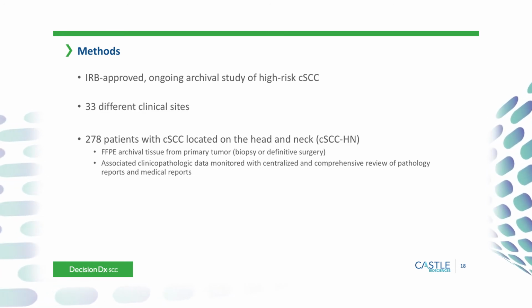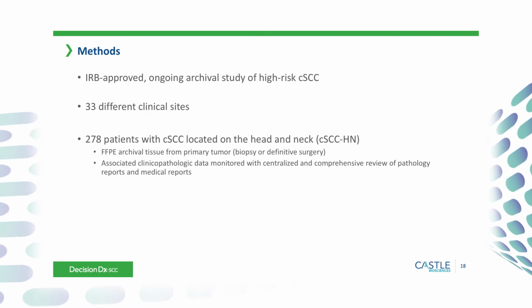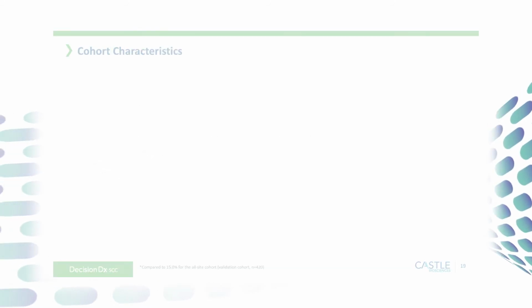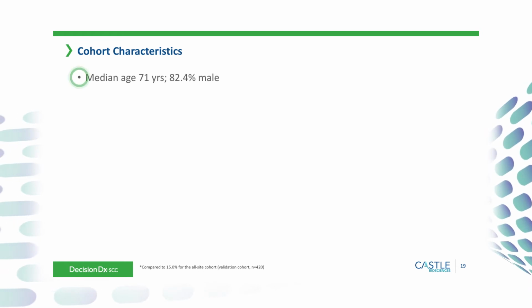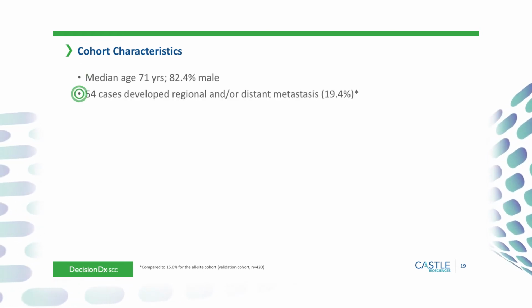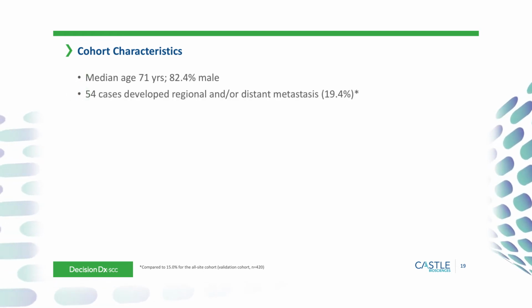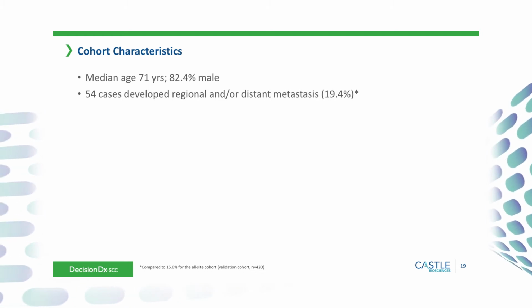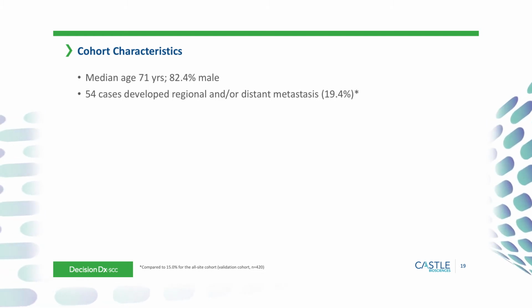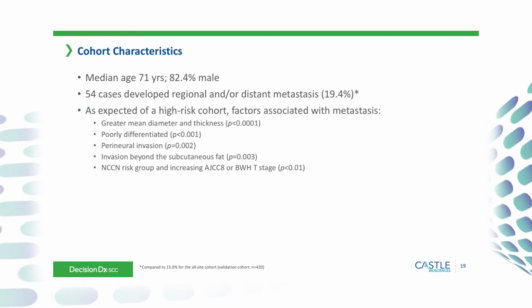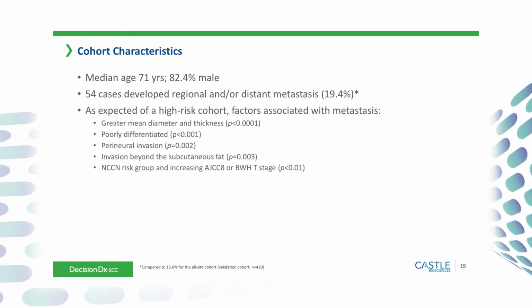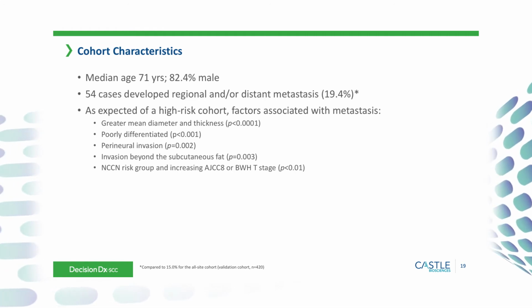Same general principles were used as in previous, as you saw previously. This is the cohort characteristics. Median age of 71, relatively high rate of metastasis, which again is not unexpected because this is definitively just head and neck, so almost 20%. Obvious known high risk features that were associated statistically with a risk of metastasis, all listed here.